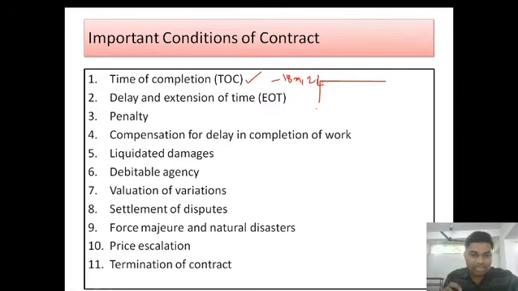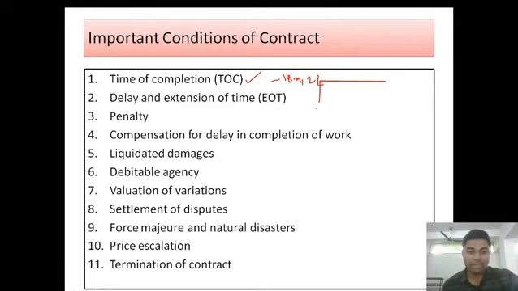So liquidated damages are nothing but what the contractor will be paying if a breach of contract happens, if the work is not executed according to the plan or specification, or any of the conditions of the contract has been breached. Then the amount which is the security deposit of the contractor gets forfeited. That all comes under liquidated damages.